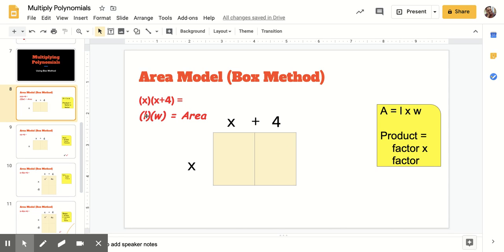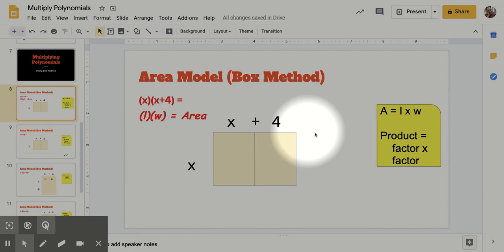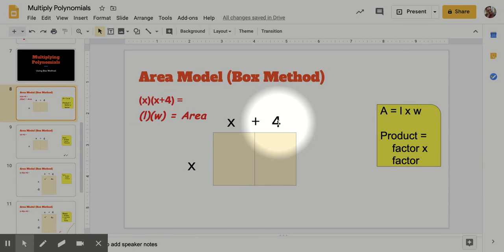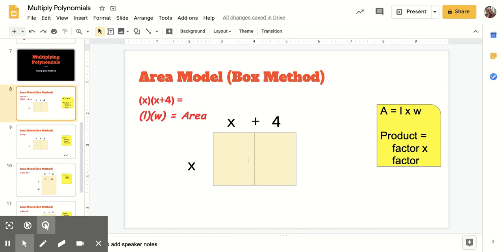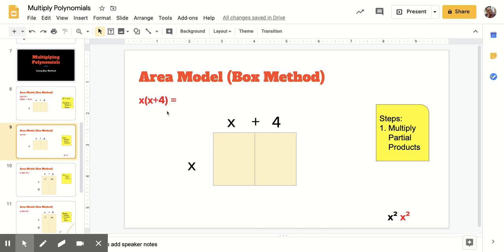In this case, our length is going to be the monomial x, and our width is going to be the binomial x plus 4. So x times x plus 4, and this is where we're going to get the area. Another name for the area in our case is going to be the product. So let's get started.